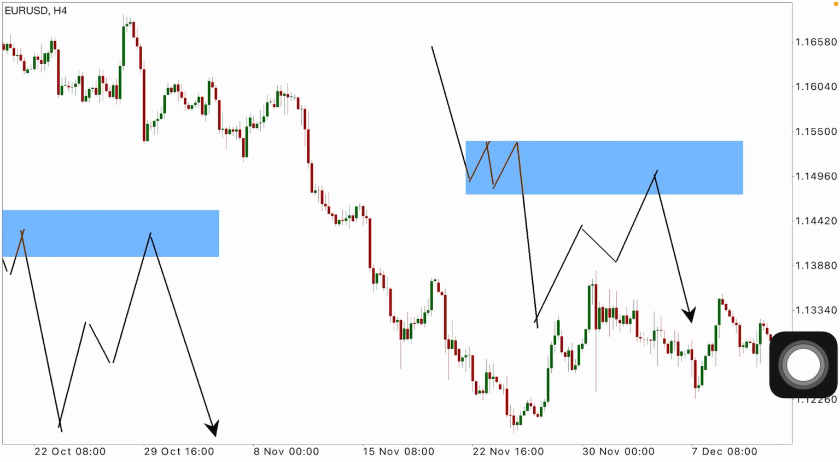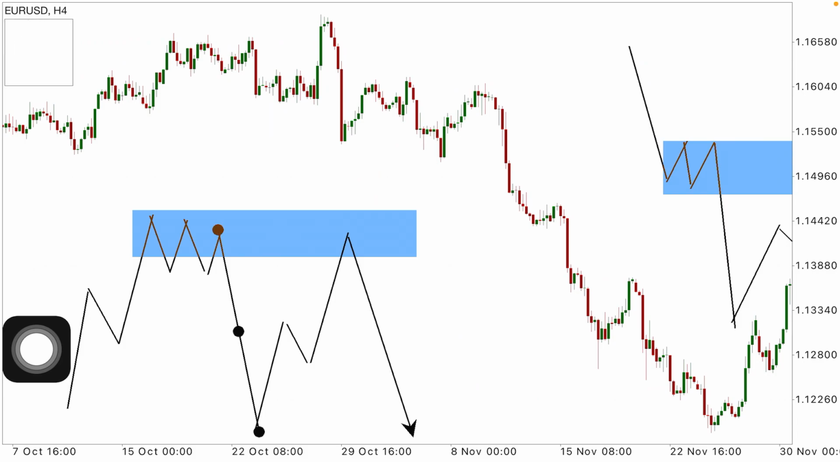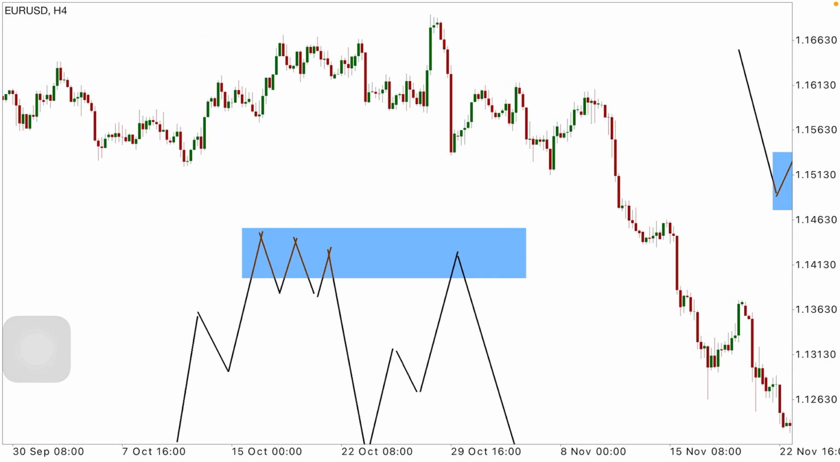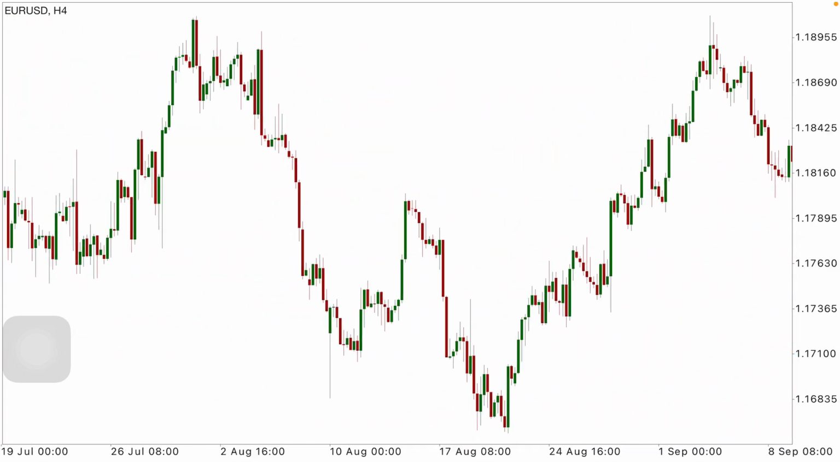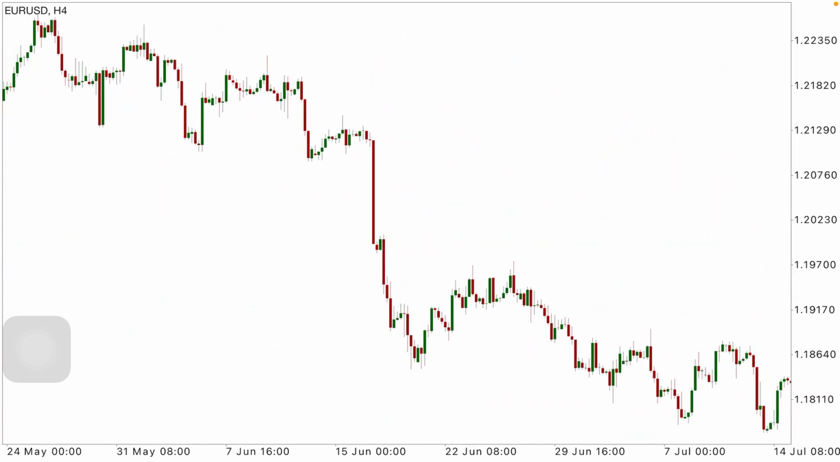All right, so let me show you an example before we move into the demand zones. The first examples I showed you were rally base drop. Like this one, let's see.